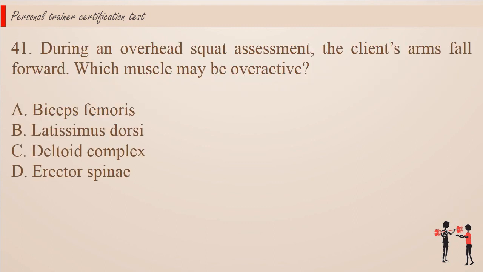Question 41. During an overhead squat assessment, the client's arms fall forward. Which muscle may be overactive? A. Biceps femoris. B. Latissimus dorsi. C. Deltoid complex. D. Erector spinae.